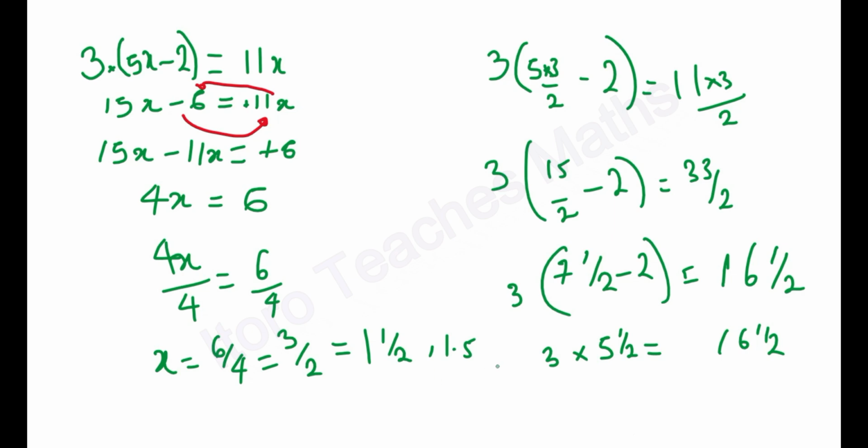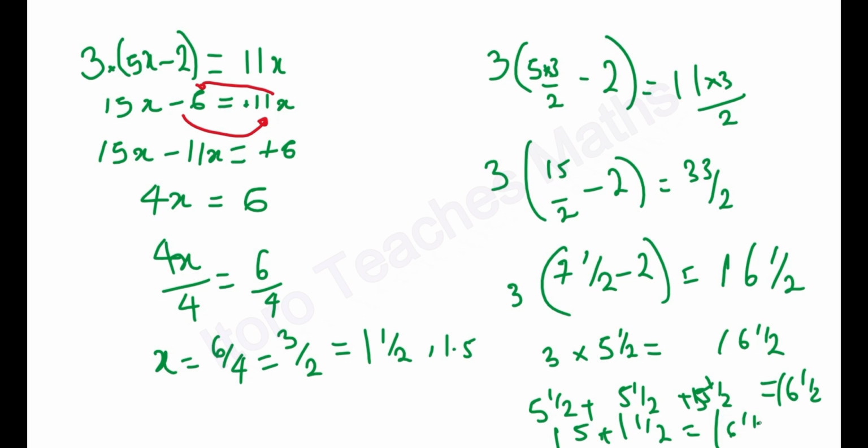So think about it. 5.5 times 3 is 5.5 plus 5.5 plus 5.5. And is that the same thing as 16.5? So 5 plus 5 plus 5 is 15. Half plus half is 1. 1 plus half is 1.5. So 15 plus 1.5 is equal to 16.5. So this is 16.5. I'll just move it over to here so we can have some more room. So 16.5 is equal to 16.5.